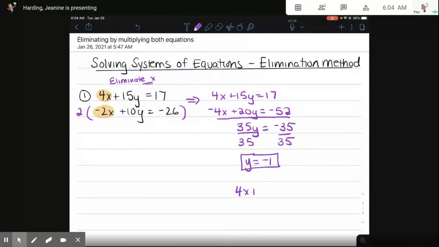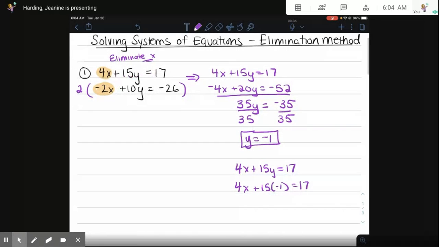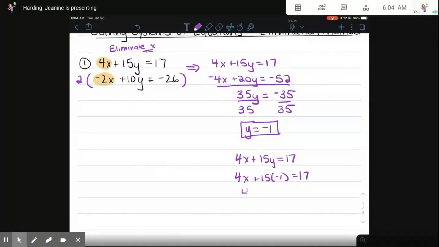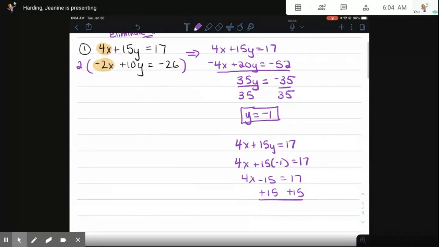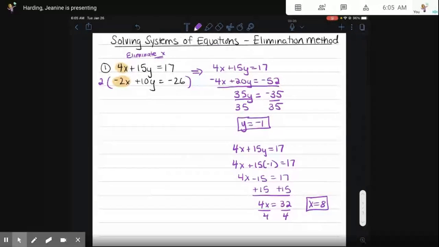So 4x plus 15y equals 17. I'll plug in that negative 1 for y, and then I'll solve this equation. 4x, 15 minus negative 1, times negative 1 is negative 15. I'm going to add 15 to both sides. And I get 4x equals 32. And I divide both sides by 4, and x equals 8. Okay, so that's your answer. X equals 8, y equals negative 1.